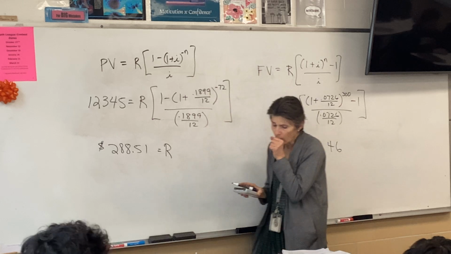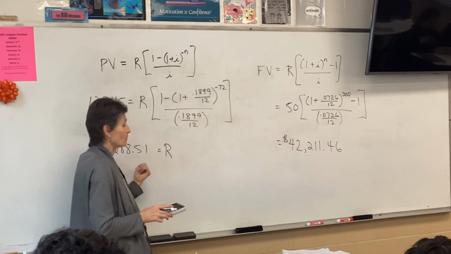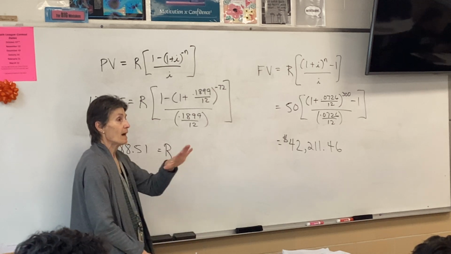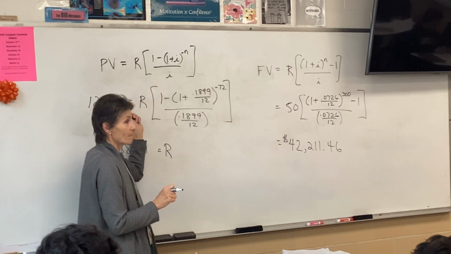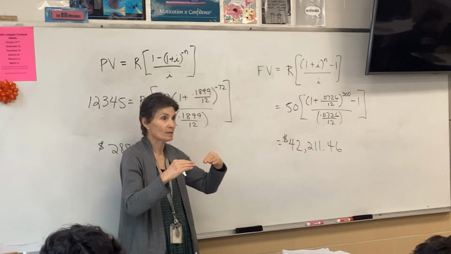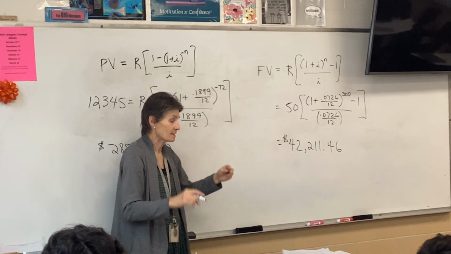Okay. So this kid is going to be paying $288.51 every month for the next 6 years. Now, keep in mind, guys, that is on his existing balance. So he's not charging anymore. We are going to spend 6 years paying off what he's already charged. We're not adding to that.